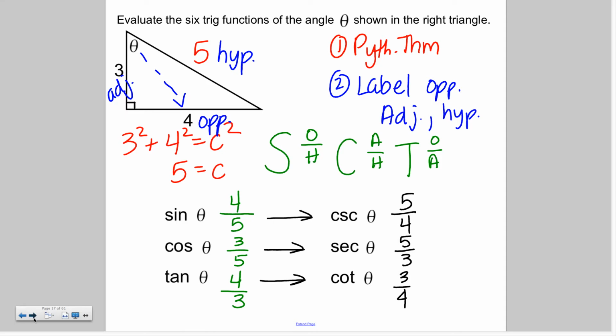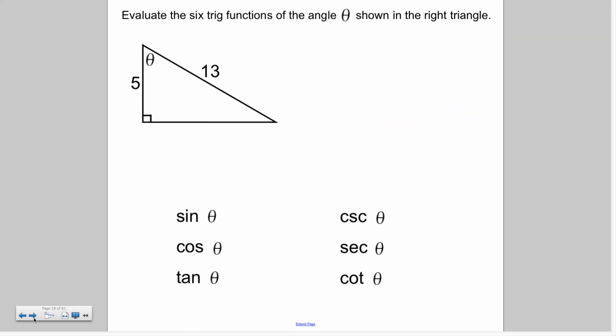Alright. So first thing we want to do on this one at the top of page 9 is find our missing side. So first thing we're going to do is Pythagorean theorem. This time we're trying to find a leg. So we've got 25. Move 25 over.